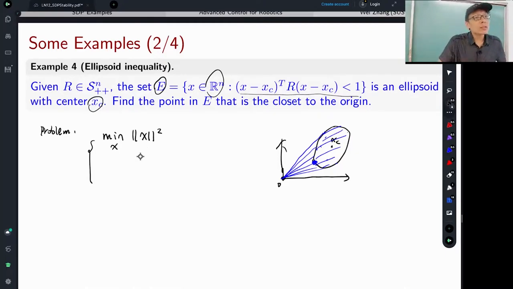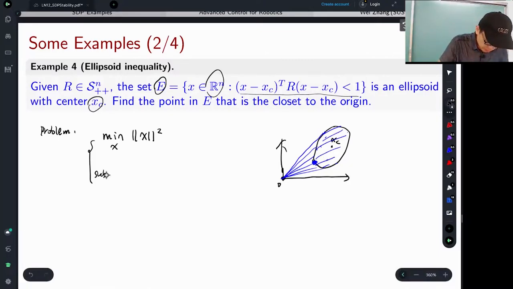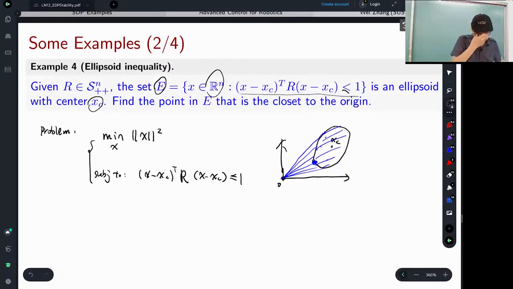If I just write this, then the solution is x equal to zero, right? So I need to make sure x is inside this ellipsoid. So how do we do it? It's subject to (x minus xc) transpose times R times (x minus xc) less than or equal to zero. Let's do this, okay? So is this a convex problem?